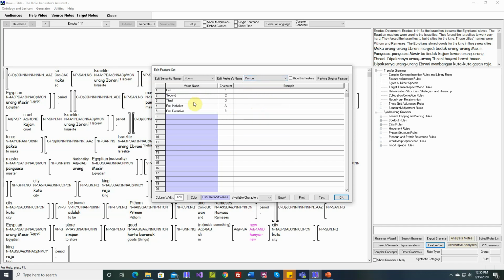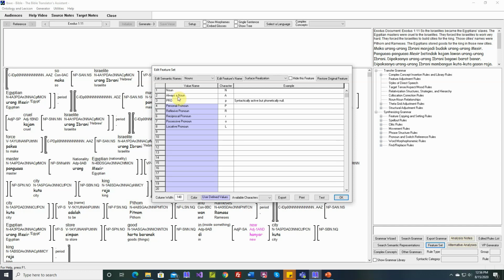Person. First, second, third, first inclusive, first exclusive. Surface realization. Okay, we only use these first three values. Actually, we only use the first two values in the semantic representations. All the nouns are set to a surface realization value of noun. This is how your pronoun rules look at this feature and the values. And initially, they're all set to noun.